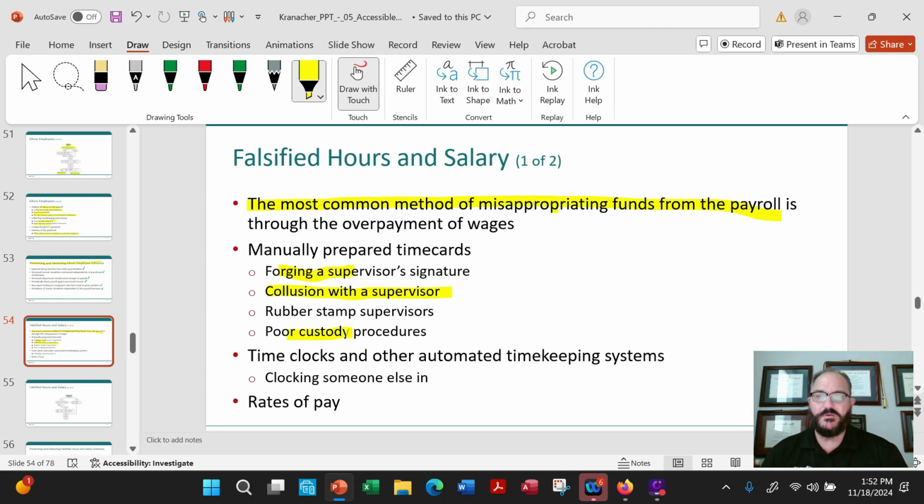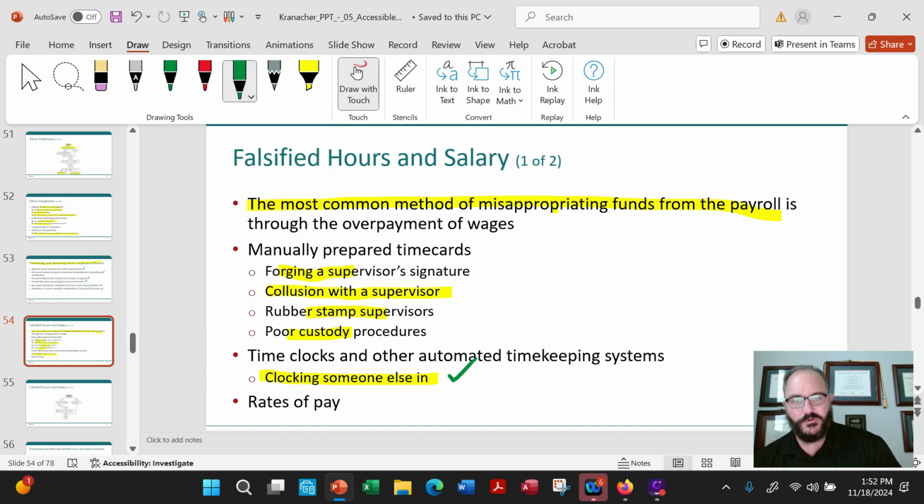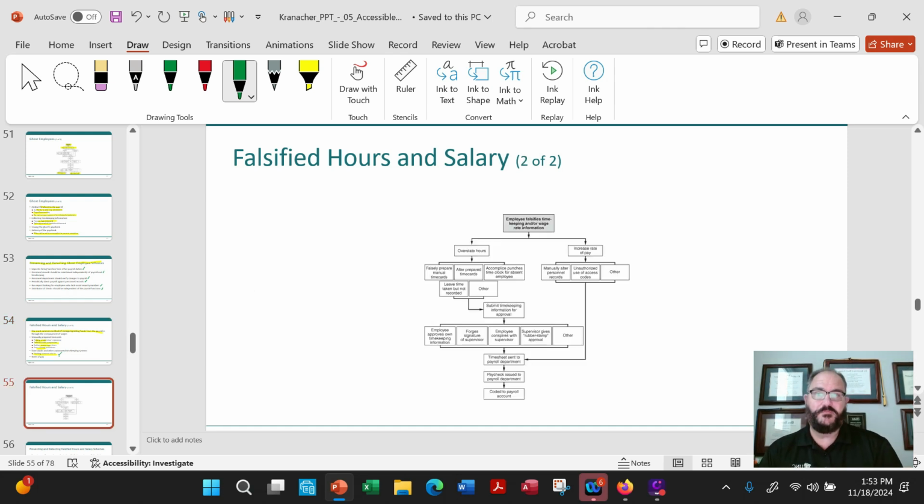Clocking somebody else in, I'm sure. If you have worked in retail or some sort of hourly situation, you've probably seen that happen. Okay? And did anybody stop it or not stop it? Okay?